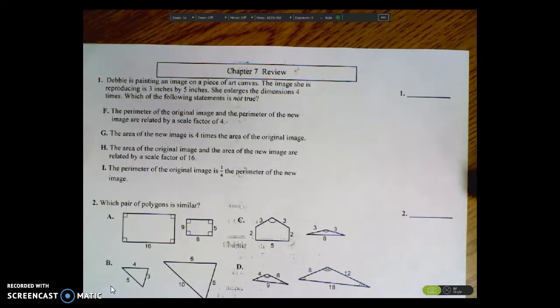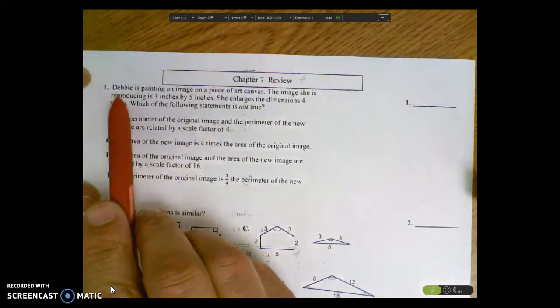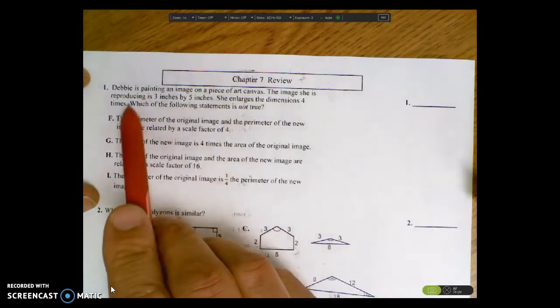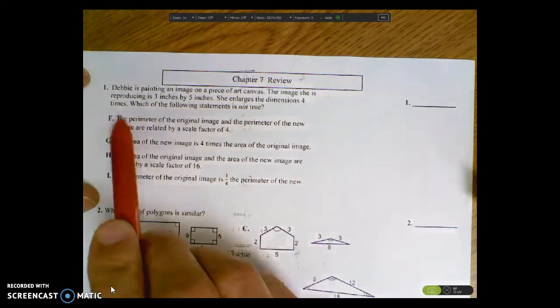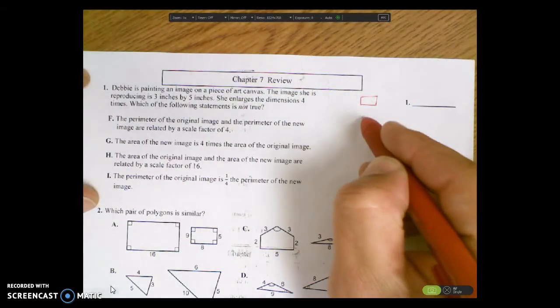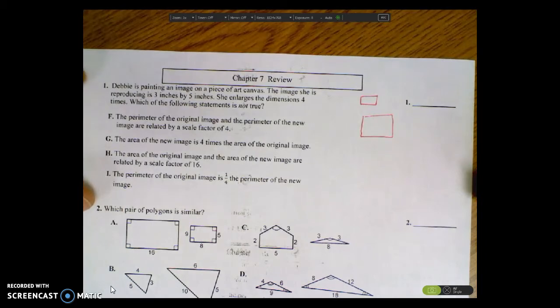Alright, so number one, we're looking at this multiple choice question. I'm not even sure what it's about, so I'm going to read through it. Debbie is painting an image on a piece of art canvas. The image she is reproducing is 3 by 5 inches. She enlarges the dimensions 4 times. So she is looking at a picture, right? And she's making one on a piece of canvas that's bigger. Okay, so which of the following is true?